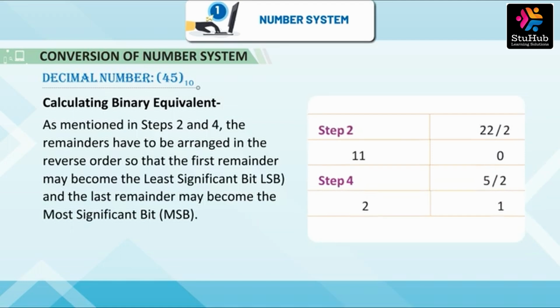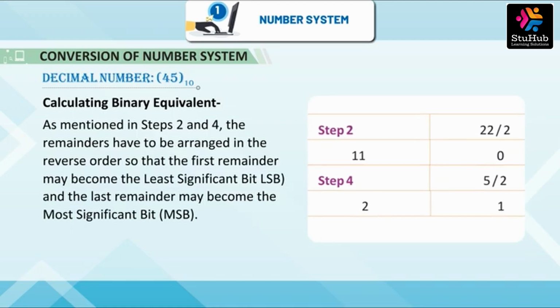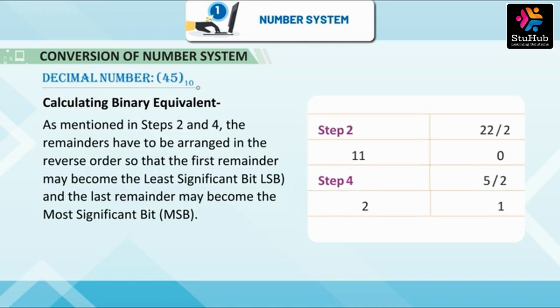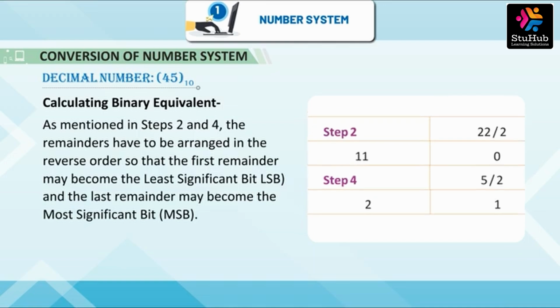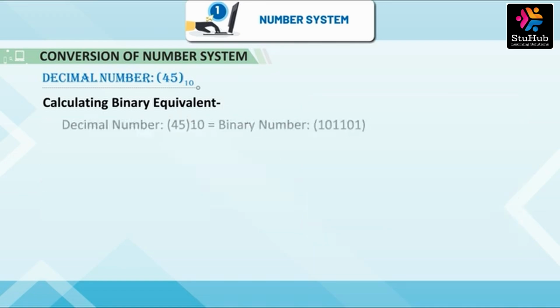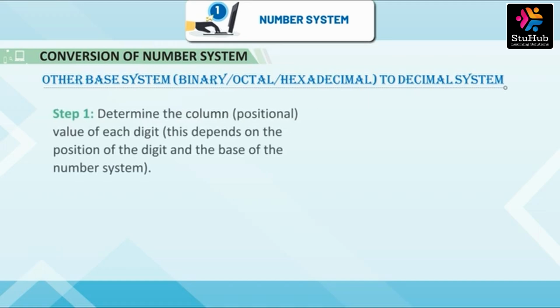As mentioned in steps 2 and 4, the remainders have to be arranged in the reverse order so that the first remainder becomes the least significant bit, LSB, and the last remainder becomes the most significant bit, MSB. Decimal number 45 with base 10 is equal to binary number 101101 with base 2.